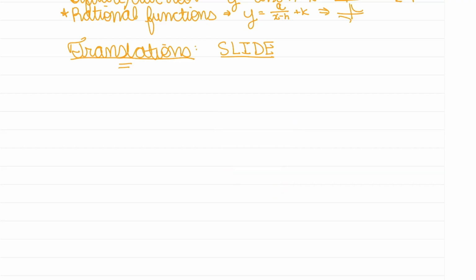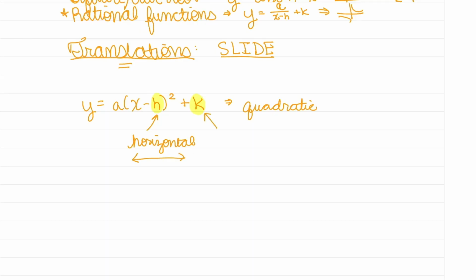Now let's discuss how to identify a translation from the equation itself. This is the vertex form of a quadratic function. And the translation is going to be found here for h and here for k. h is going to be a horizontal translation. That means left to right. k, if there's a number there, this is going to be a vertical translation, which just means up or down.